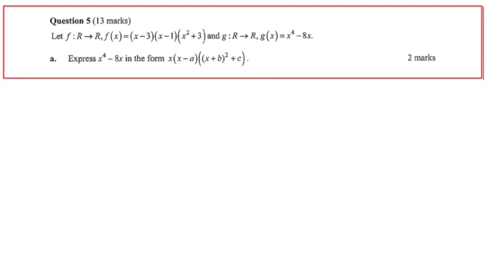Alright guys, question 5. This is CAS at its most CASiest. They've thrown the CAS book at us and we have to weather the storm, alright? So, let's go for this. It's pretty gruesome. f is this beast, and g is this beast here. Two different functions. First of all, we have to express this in the form of that.